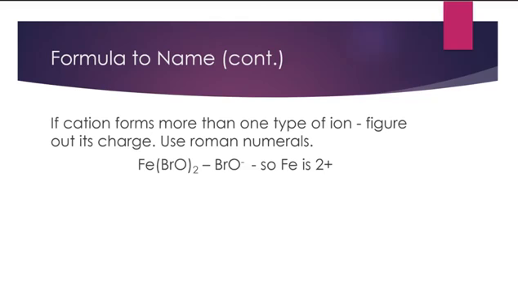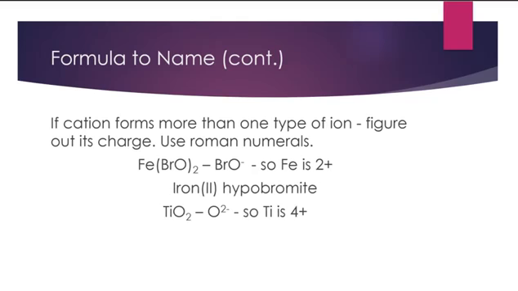We have iron with 2 hypobromite ions. Each hypobromite is -1, and so iron must be +2. So the name of that compound is iron(II) hypobromite. We have another one, TiO2.